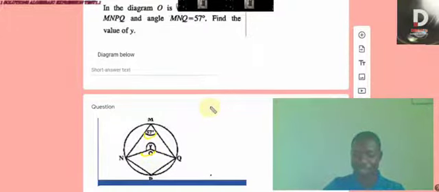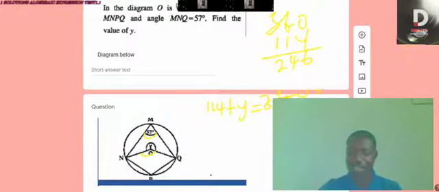So what will be that? 57 times 2 is 114, right? So 114 plus y will give you what? 360. So 360 minus 114. This is 6, right? This is what? 4. And this is what? 2. So 246.